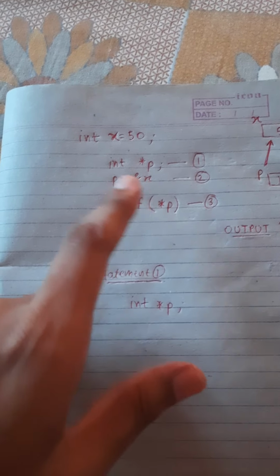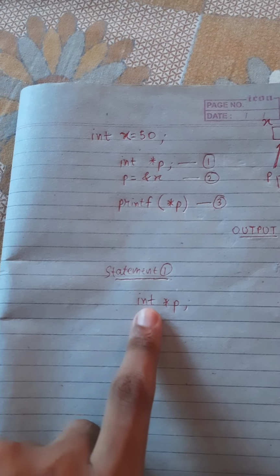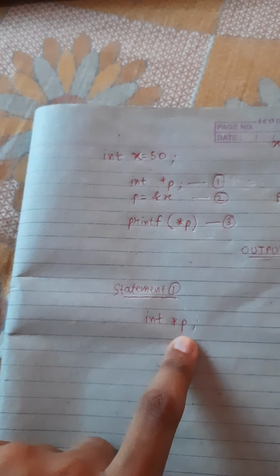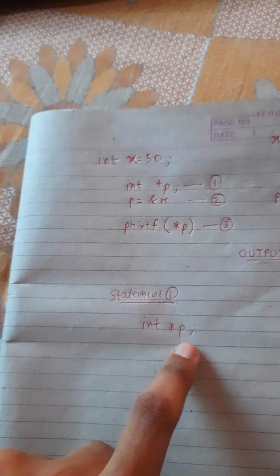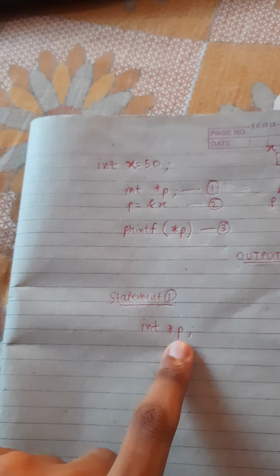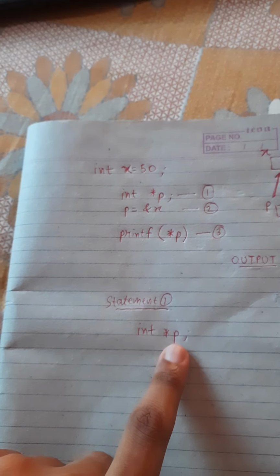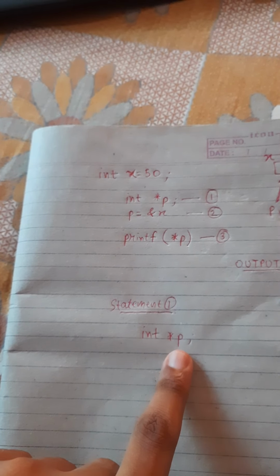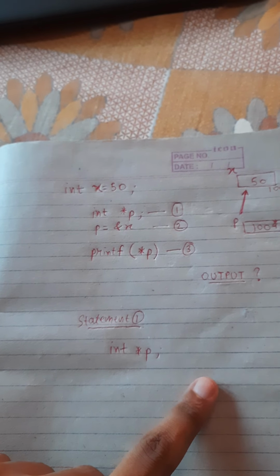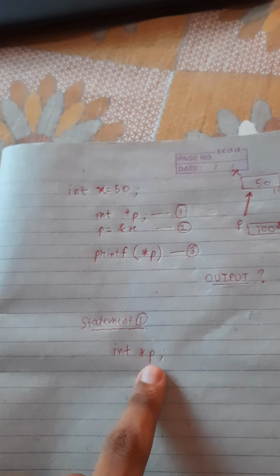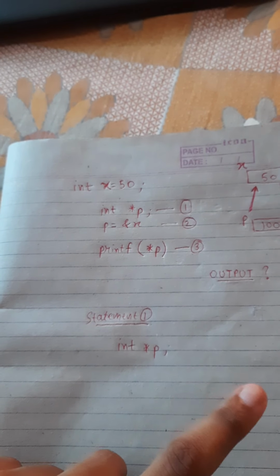So let's analyze statement 1 now. Here I have int star p. The variable name here is p, and what does this star mean? Whenever we put a star in front of any variable, it specifies to the compiler that this variable is a pointer, or that it will be working as a pointer. So what does pointer mean? The box that will be created in the memory and referred to by the name p can contain only an address and nothing else.